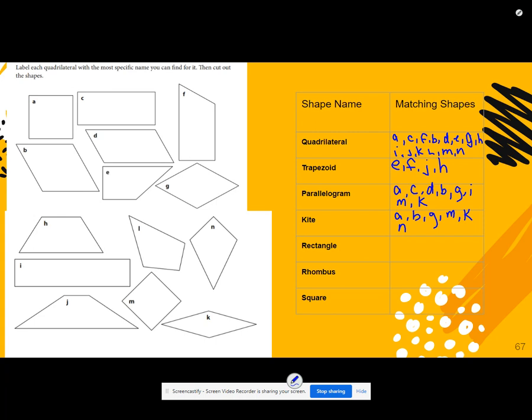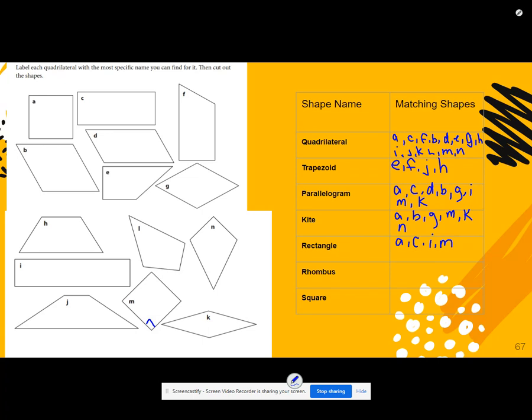All right, which shapes are rectangles? They have four right angles in them, 90 degrees. Pause the video. A, C, I, and there's a tricky one in there, M. Each one of these has 90-degree angles, right?